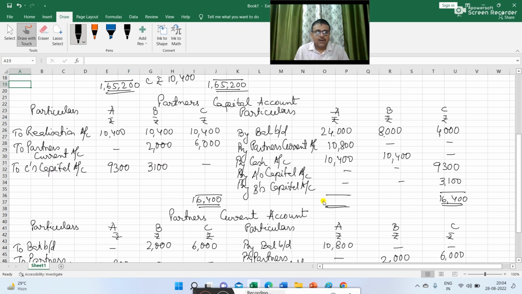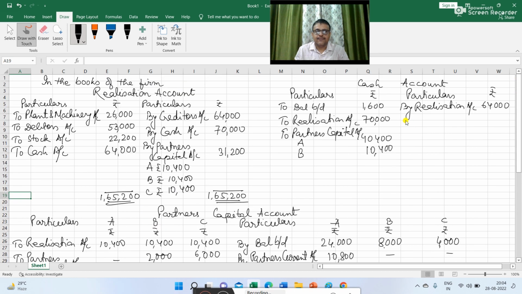Now you have to pay off the amount which is due to the solvent partners. The total of A's column is 45,200 and the balancing figure is 25,500. The total of B's column is 18,400, and 2,900 will be paid to B. Now this amount I have to transfer to the cash account. So by partners' capital account, A and B, 25,500 and 2,900, total 28,400.